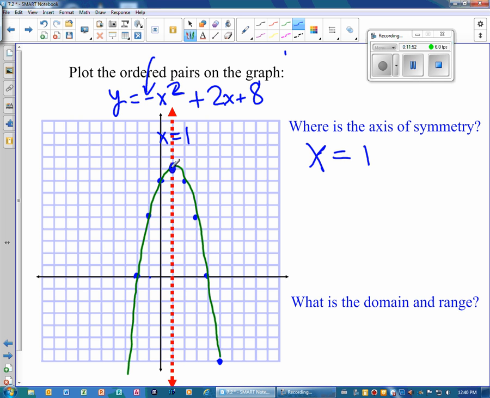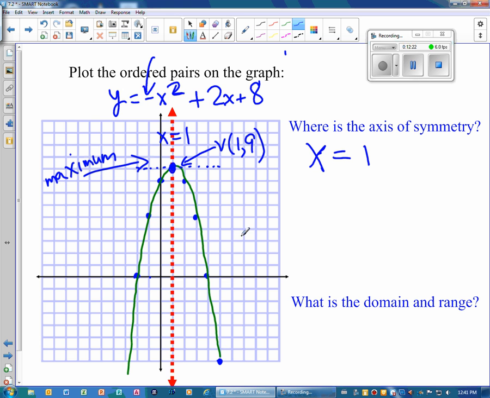And then there's my vertex, okay? So vertex we label with the V, and it's at 1 because that's where it is on the x-axis, and it's at 9 for my y-axis. And remember, we would say that this vertex is a maximum because it's the highest point that this parabola will ever be. Okay, so right here at where y is 9 is the highest point it will be.